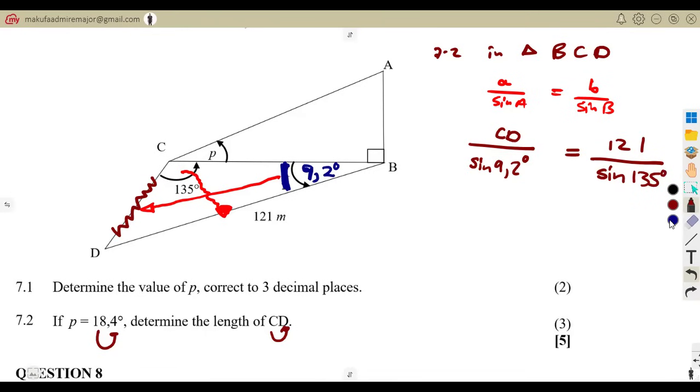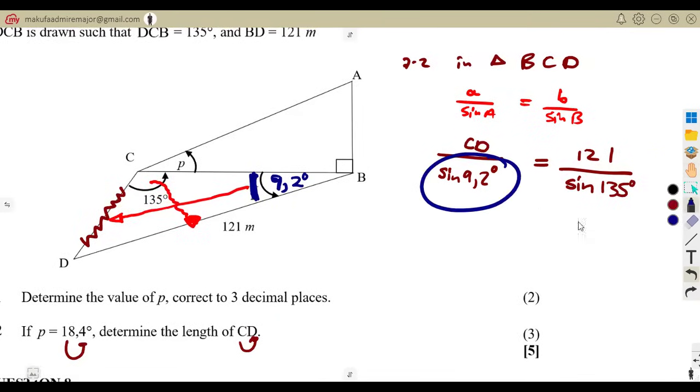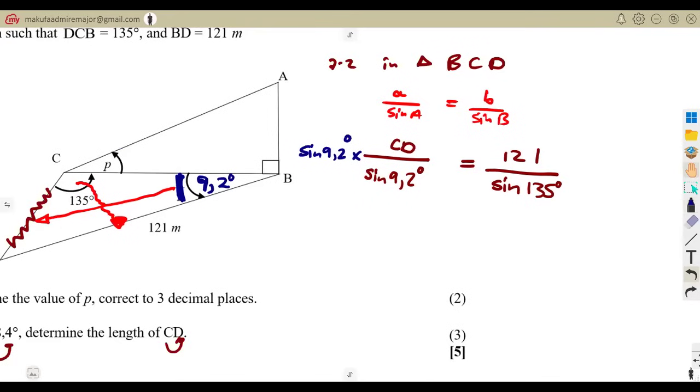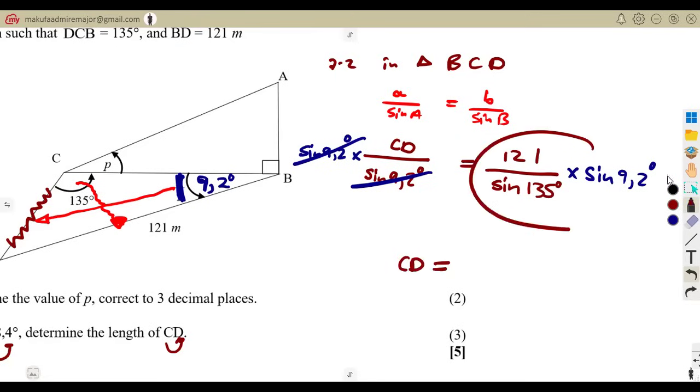So let's find our CD. We can use our ratios and cross multiply, or you can just remove the division by sine 9.2 by multiplying by sine 9.2 degrees on both sides. This cancels, and you have your CD. So CD is going to be the product of this, which is the same as over 1. Just use your calculator to simplify the product. Now we can use back our normal degree of accuracy to 2 decimal places.